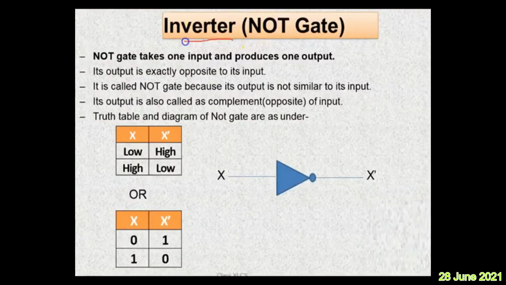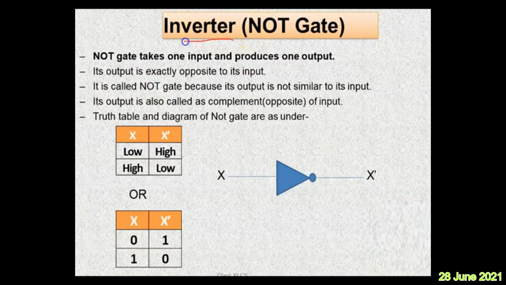Now the first one, the inverter, that is the NOT gate. The NOT gate takes one input and produces one output. As we have seen, NOT is a unary operator because it requires only one operand. So it takes only one input and produces one output. Its output is exactly opposite to its input. It is called a NOT gate because its output is not similar to its input. Its output is also called a complement, meaning the opposite of the input.